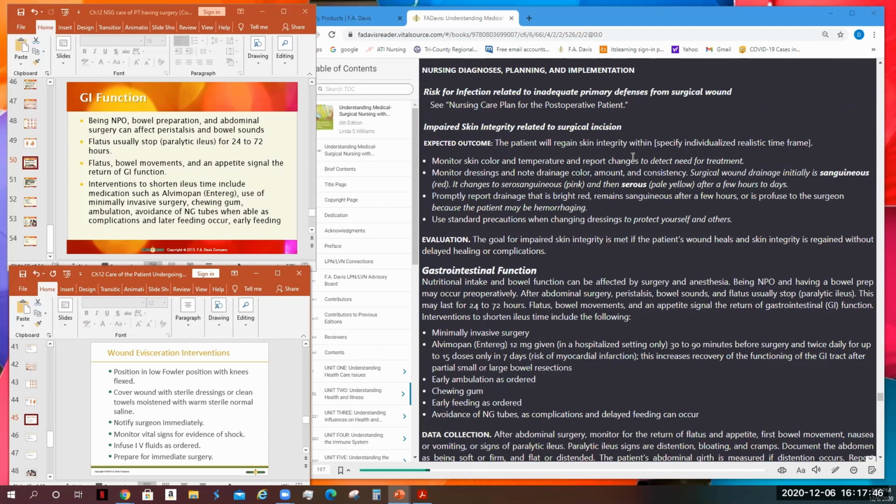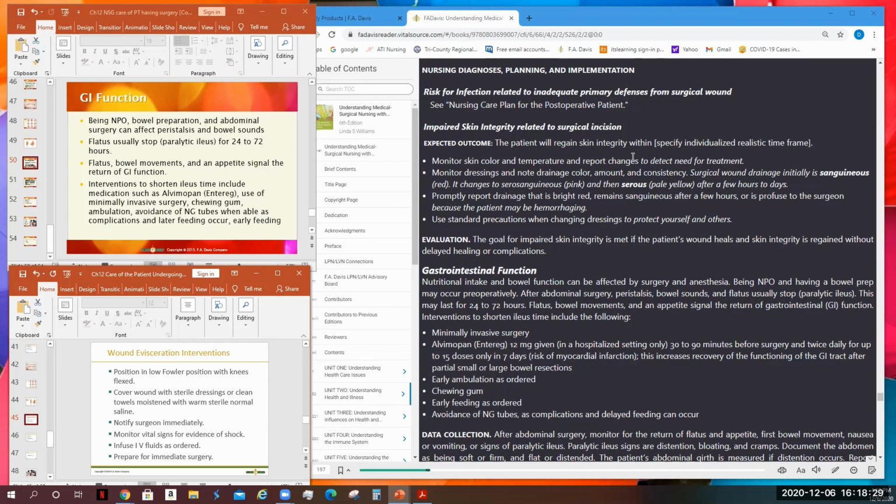Nursing diagnosis, planning, and implementation. See risk for infection related to inadequate primary defenses from surgical wound. See nursing care plan for the post-operative patient. Impaired skin integrity related to surgical incision. Expected outcome: the patient will regain skin integrity within specified individualized realistic time frame. Monitor skin color and temperature and report changes to detect the need for treatment. Monitor dressings and note drainage, color, amount, and consistency.